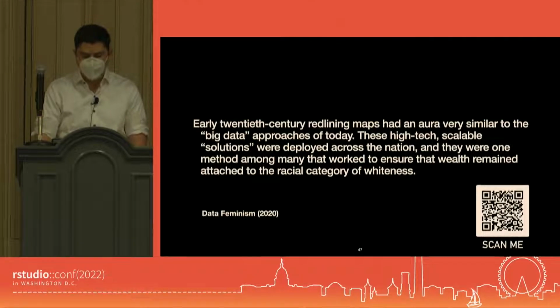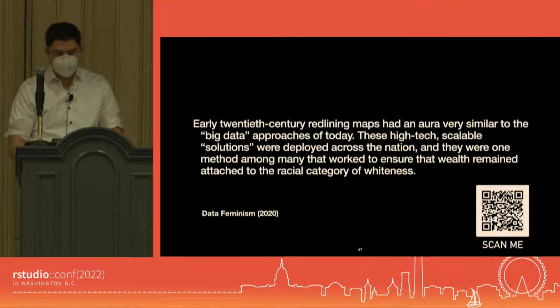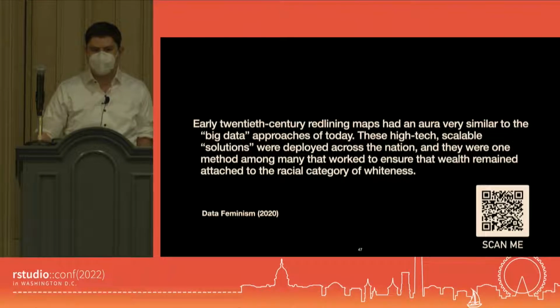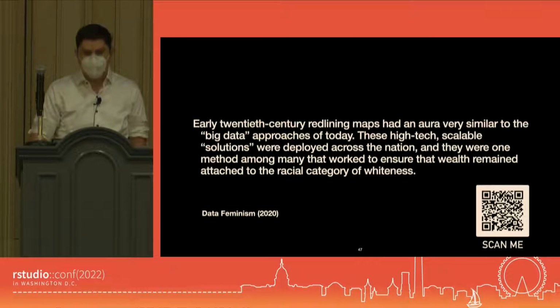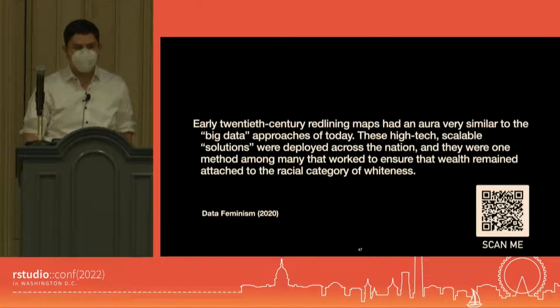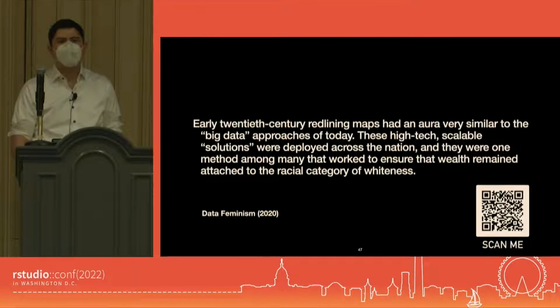D'ignazio and Klein say early 20th century redlining maps had an aura very similar to the big data approaches of today. These high-tech scalable solutions were deployed across the nation, and they were one method among many that worked to ensure that wealth remained attached to the racial category of whiteness. I think it's worth asking, if that's what data science was doing then, what's it doing now?